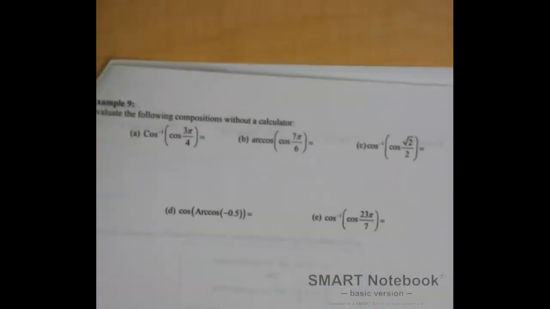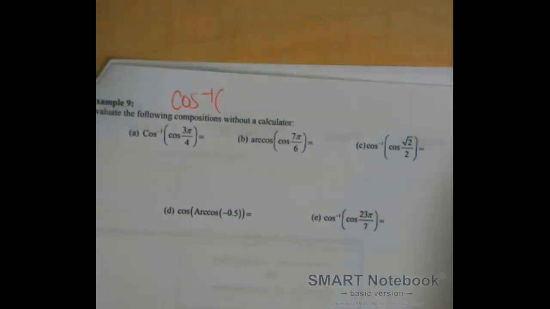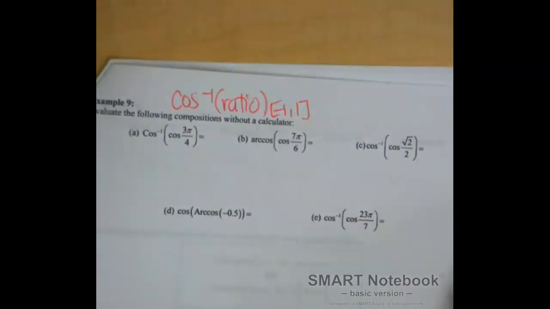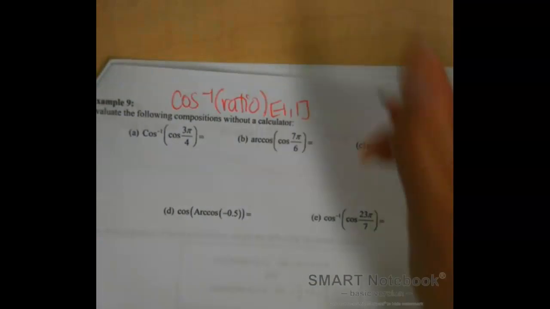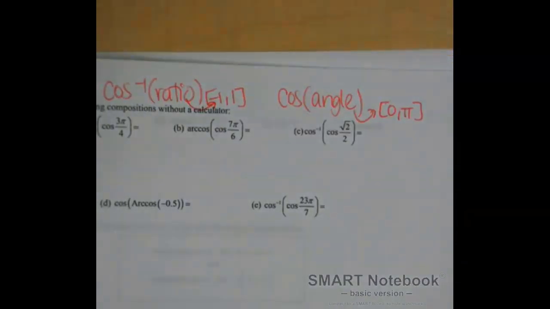All right, so at the top up here, I'm going to do two things. First thing I'm going to do is write out, when you have cosine inverse, the number inside needs to be a ratio. And that ratio needs to be between -1 and +1. When you have cosine, the number that's in that parentheses needs to be an angle. And that angle should be between 0 and pi. I'm going to keep asking you guys to check to make sure that these restrictions are being met.